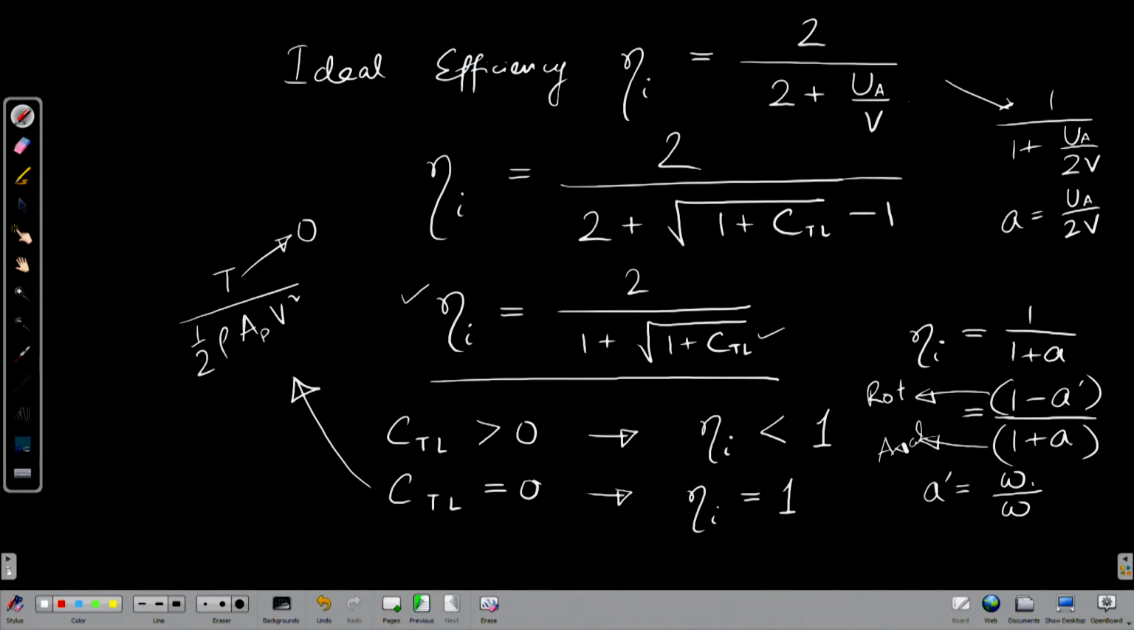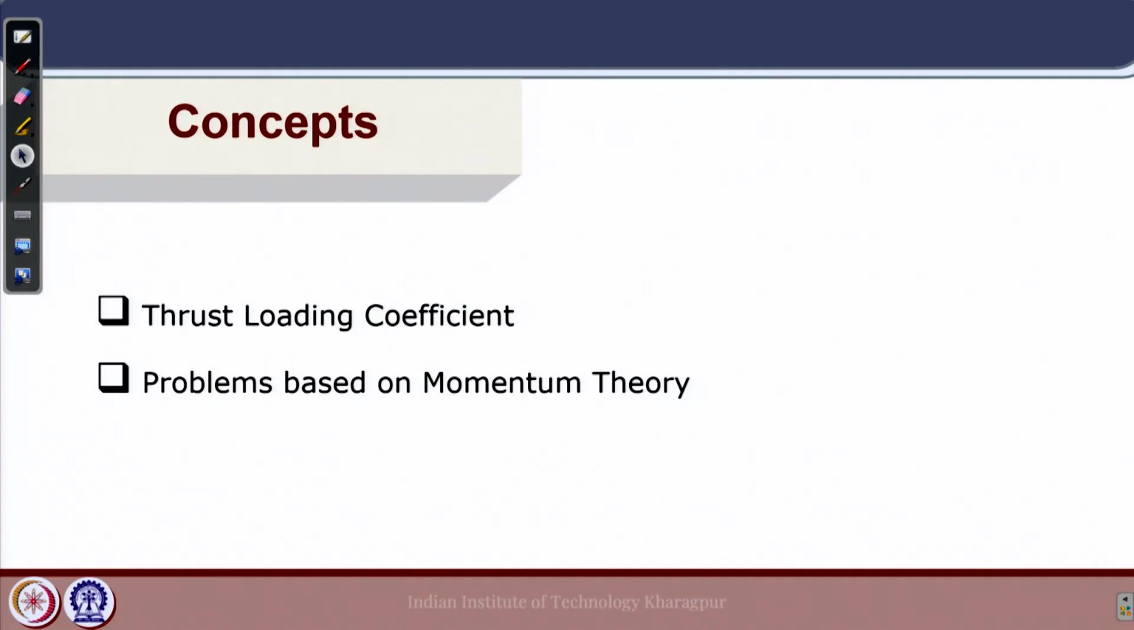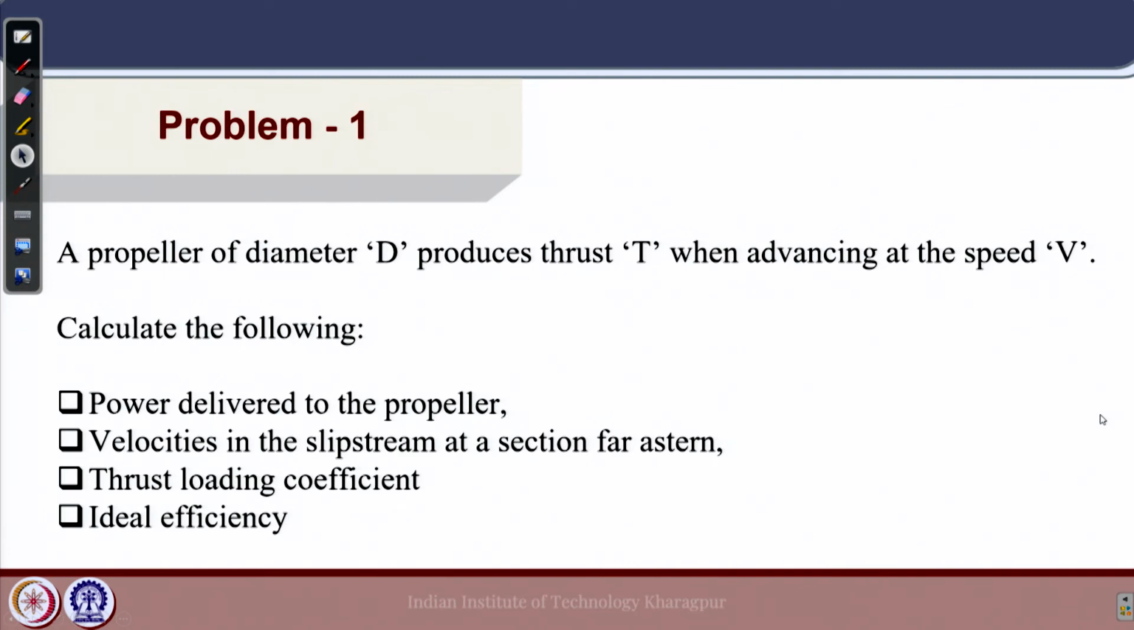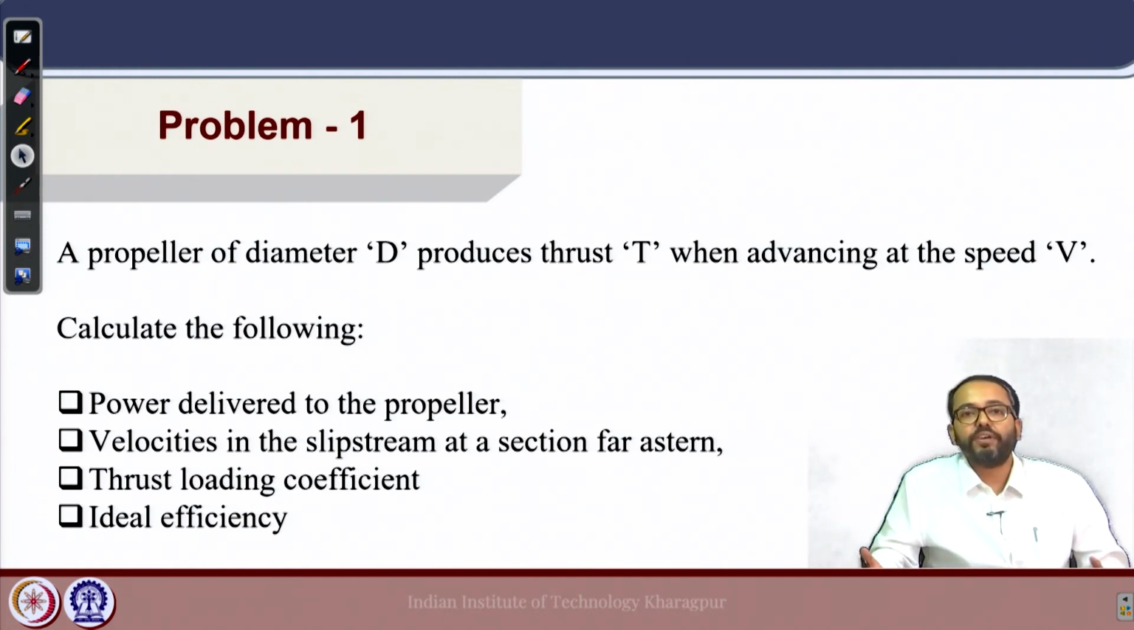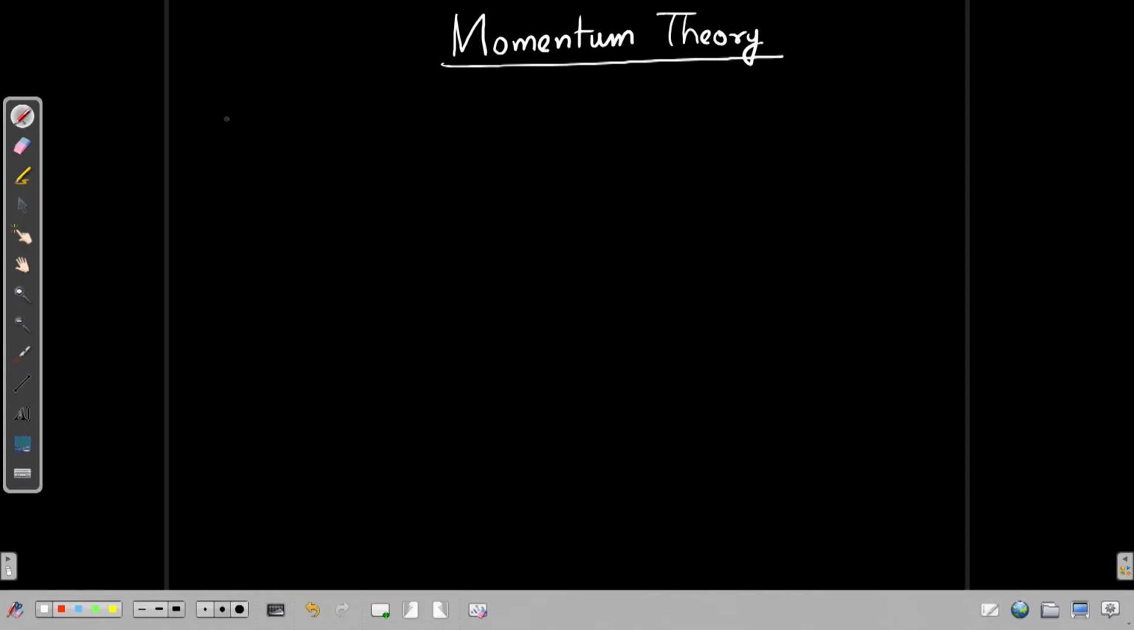Okay. So, let us try to look into very simple problems which we can do applying axial momentum theory. Okay. Suppose in this particular problem you are given a propeller of diameter d which produces a thrust T when advancing at a velocity or speed v. Okay. Calculate the different components like power, velocities in slipstream at a section far astern, that means far behind, thrust loading coefficient and ideal efficiency.